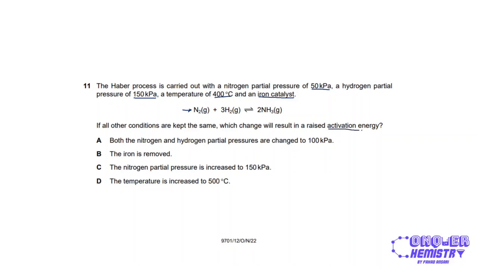Now, whenever this term activation energy comes up, you have to immediately think about the catalyst. The reason is that all other factors, including pressure and temperature, have no effect on the activation energy. All they affect is the number of molecules having energy beyond the activation energy, but they don't change the activation energy itself. So over here, the only option that talks about the catalyst is option B. The iron is removed. You have no catalyst. Obviously, it's going to result in an increase in the activation energy, and that's going to be our answer.